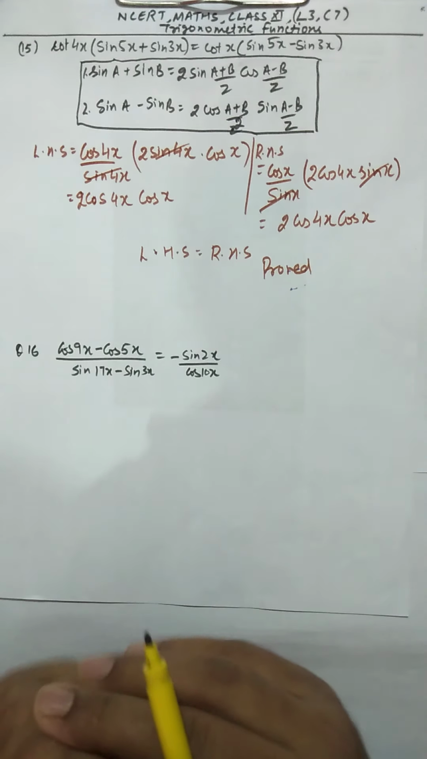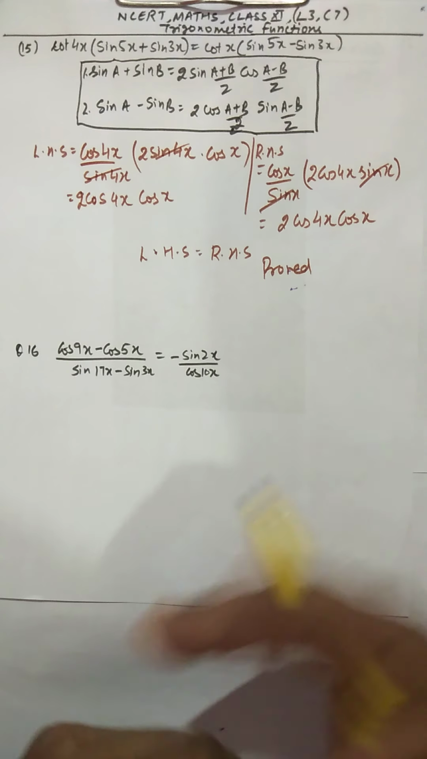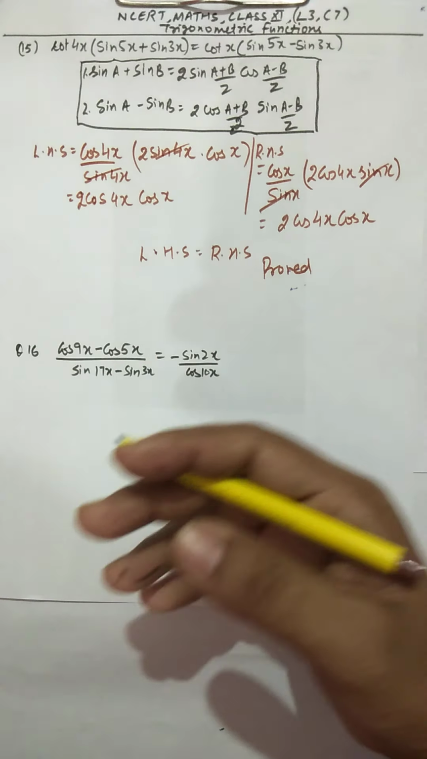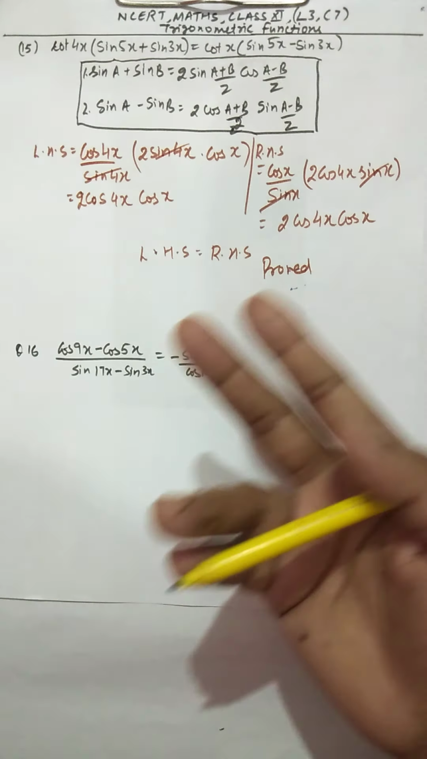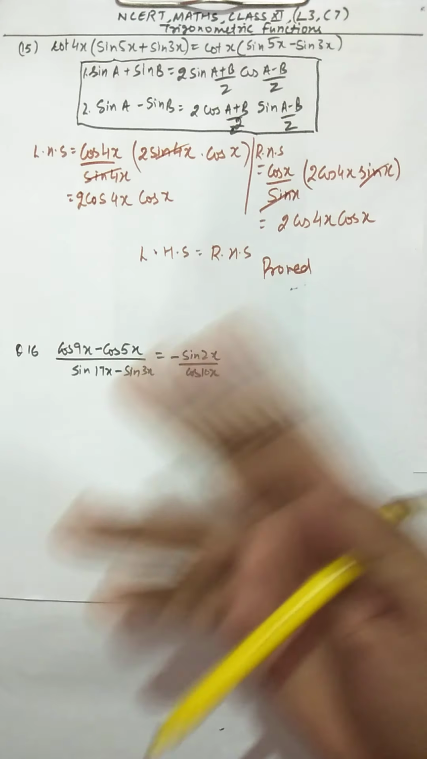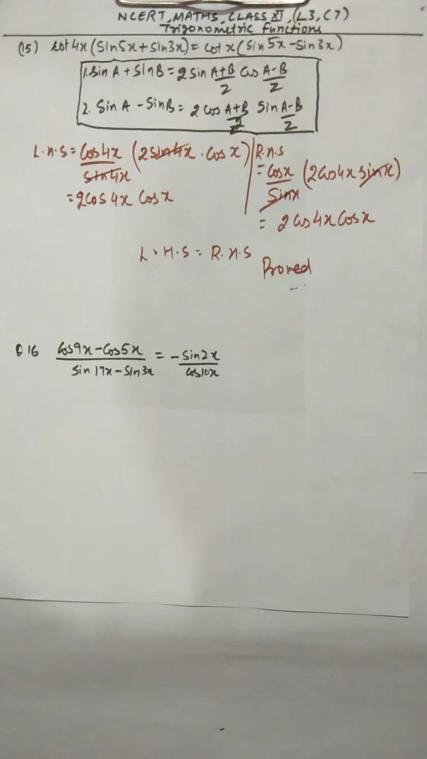Sometimes it is easy: you solve LHS and it comes equal to RHS. But here both the sides should be solved and proved that they are equal.